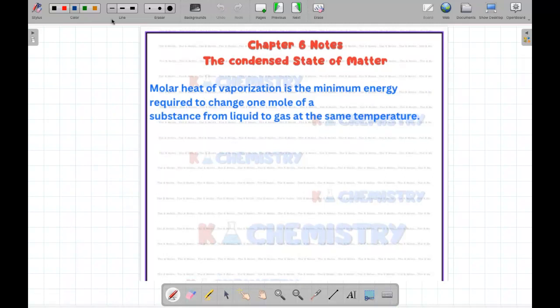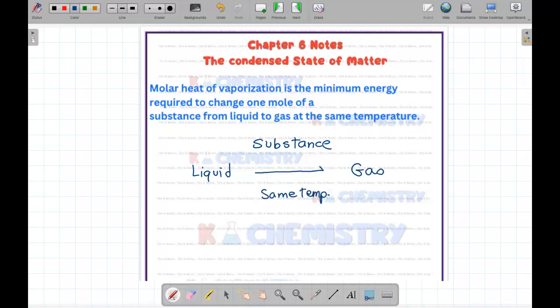So we need to define what is the molar heat of vaporization. The molar heat of vaporization, this is the definition, is the minimum energy required to change 1 mole of a substance from liquid to gas at the same temperature. So I have a certain substance, and I want to change this substance from liquid into gas at the same temperature.